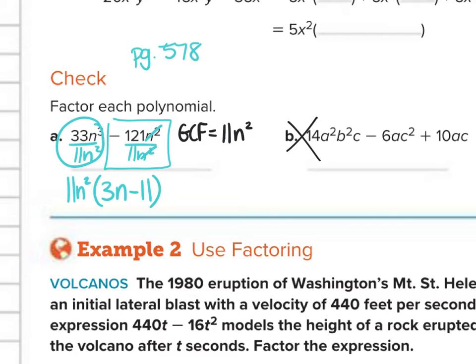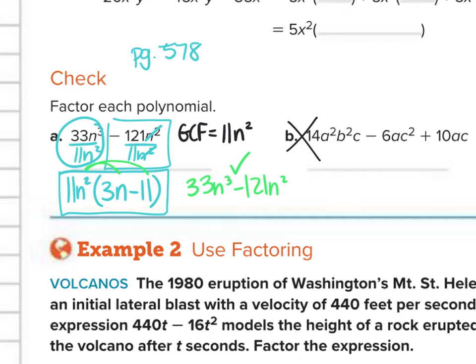All right, and then remember, this is your answer. If you want to check it, you distribute. So give me the answer you started with, but I could do this. That's 33n to the third, and then negative 121n to the second. Is this what we started with? Yes or no? Yeah, so that means that it's good.